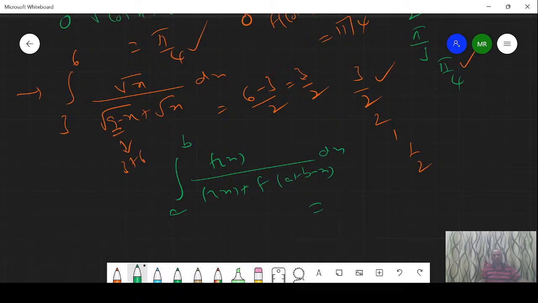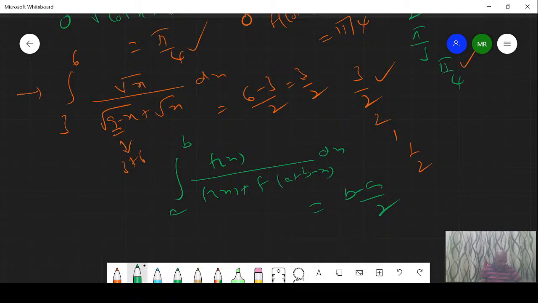So you will get b minus a by 2. This will be b minus a by 2. The answer will be b minus a by 2. No doubt in that. You can write b minus a by 2, so that concept will be easy to write. When they are given with that concept, the answer will be b minus a by 2.